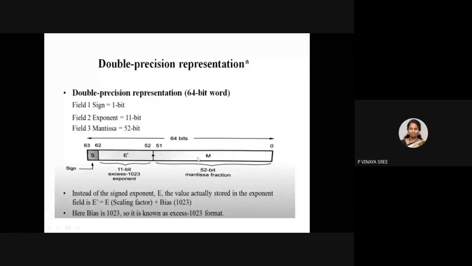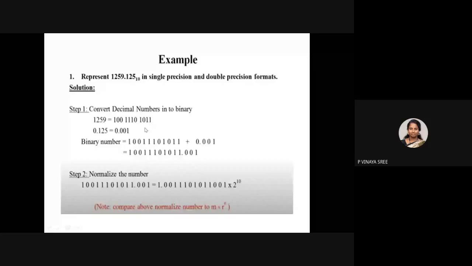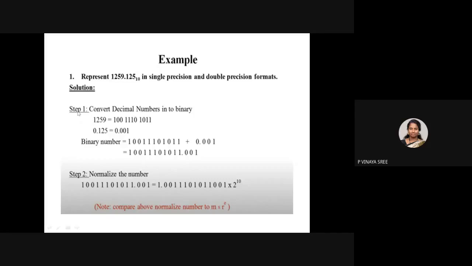In this example, I'm considering 1259.125. I want to represent this in single precision as well as in double precision. For that, the first step is what I just said: convert the given decimal number into binary. So all of you do it in your notes, 1259. Are you getting this binary number or not?